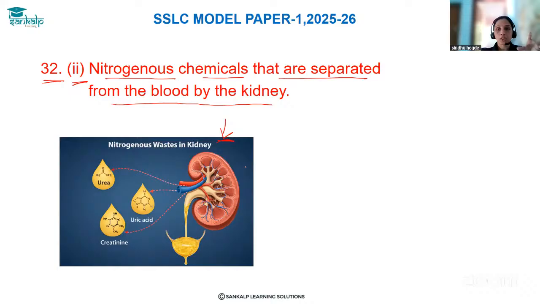The kidney is a bean shaped organ. It is a very important part of our body. The main function of the kidney is that it filters the blood, right? And it helps to excrete the waste products produced in our body. So here the question is, nitrogenous chemicals that are separated from the blood by the kidney. The answer is urea and uric acid. These are the nitrogenous chemicals that are separated from the blood by the kidney.